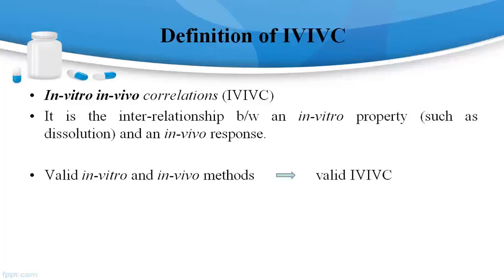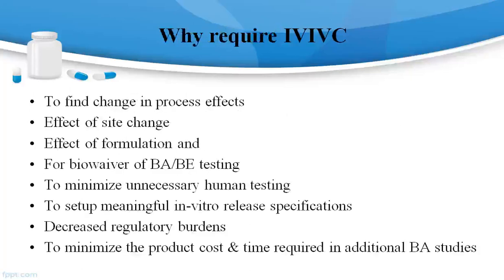First is the definition of in vitro in vivo correlation. It is the relationship between in vitro properties like dissolution and in vivo response. If we have valid in vitro and in vivo methods, then a valid correlation can be developed.